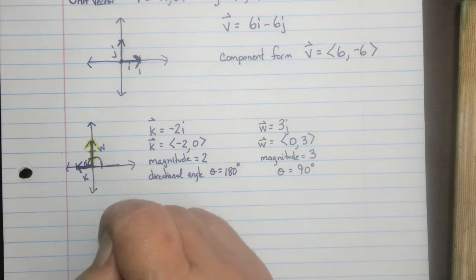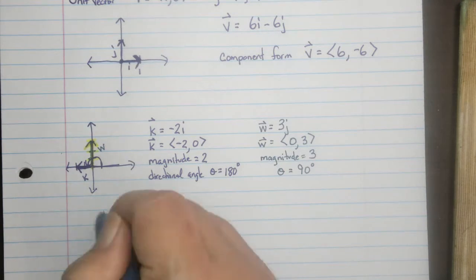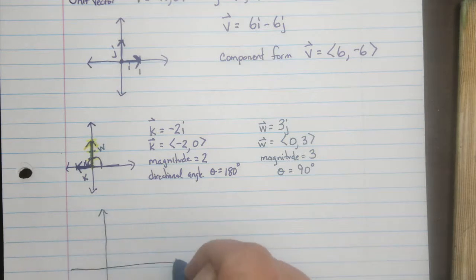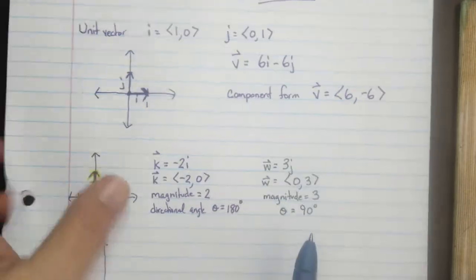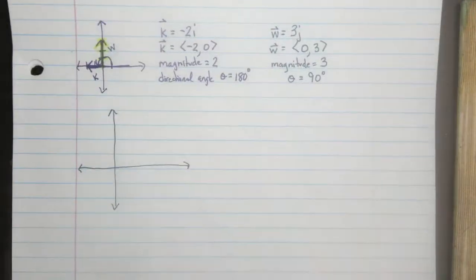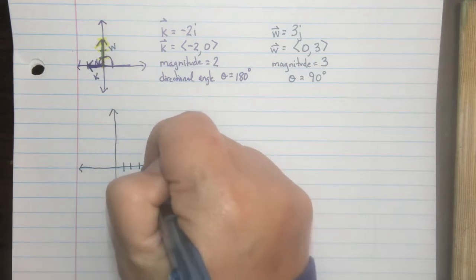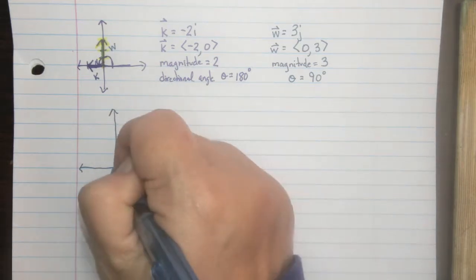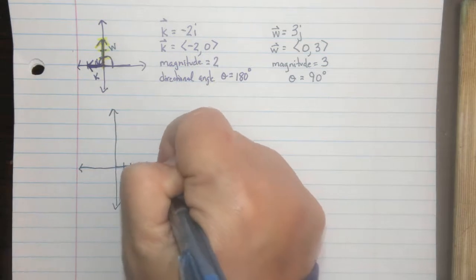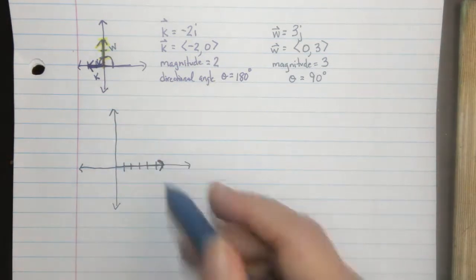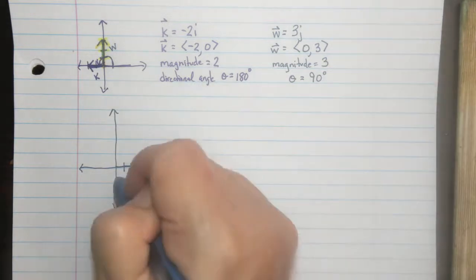Let's draw where that vector would be. So my horizontal component says to go positive 6. 1, 2, 3, 4, 5, 6. And then from there, go vertical 6 down.